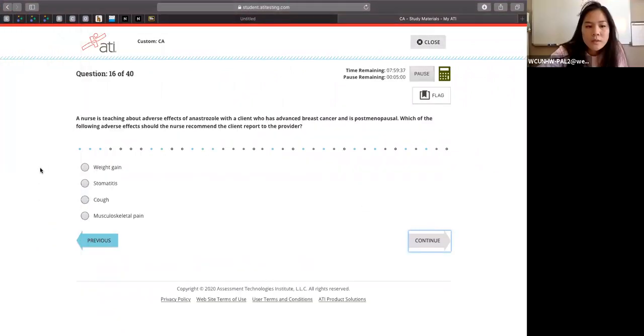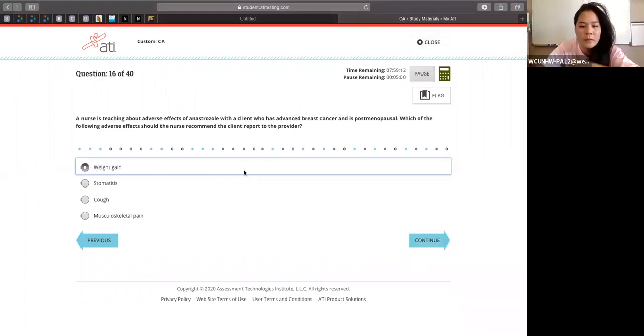A nurse is teaching about adverse effects of anastrozole with a client who has advanced breast cancer and is post-menopausal. Which of the following adverse effects should the nurse recommend the client to report to the provider? So A, what was it? A? Yeah, weight gain.